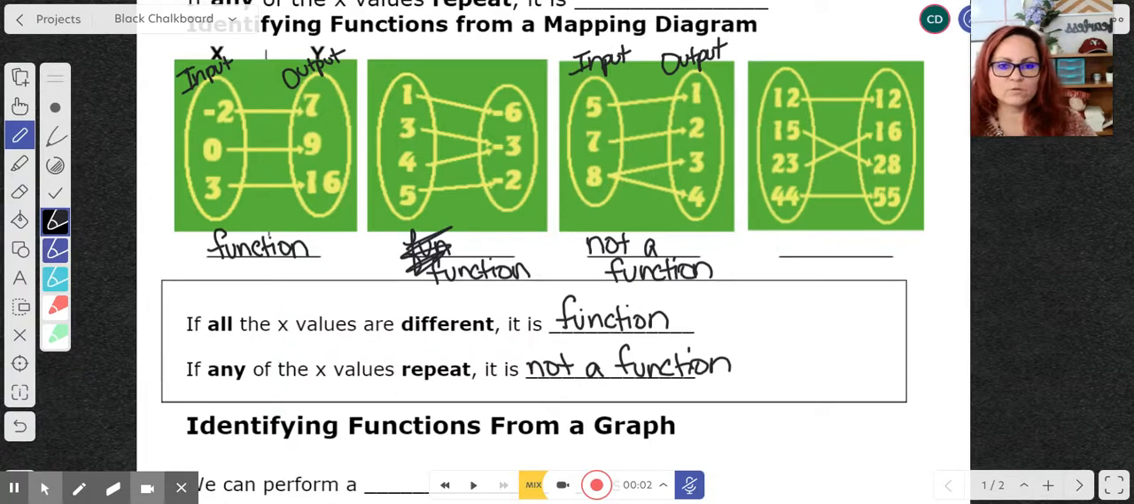Okay, this final one, I have an input of 12 and an output of 12. Great, 1 and 1. Input of 15, output of 28. Good. Input of 23 and output of 16. Still, 1 input, 1 output. Here we go with this one. 1 input, 1 output. Good. This one is a function. This is how you determine whether or not a relation is a function when it is in a mapping diagram.